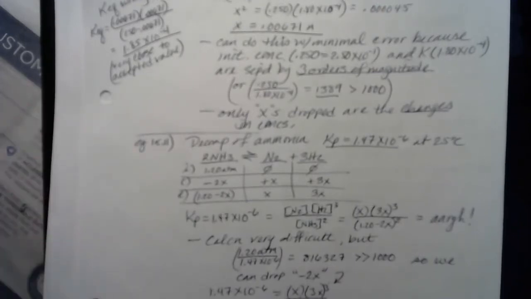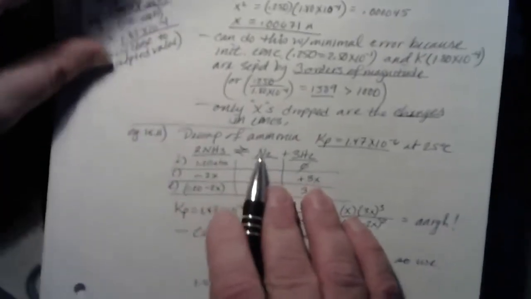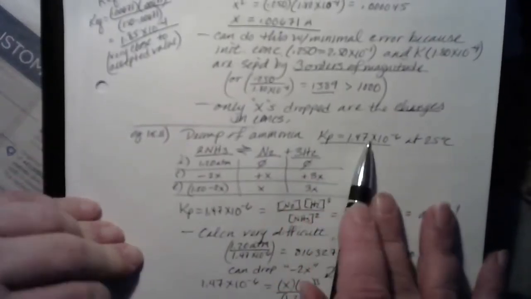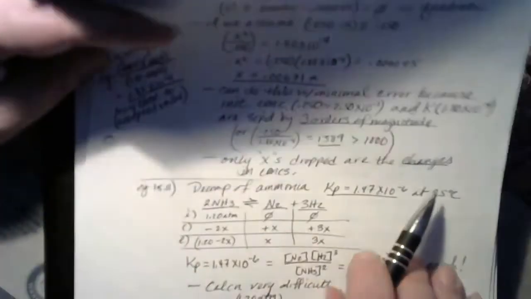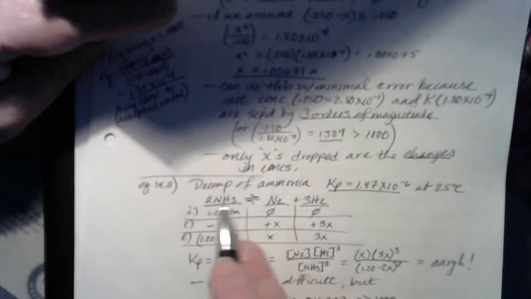For part two, we'll pick up where we left off, and we're about to do an example about the decomposition of ammonia. The equilibrium constant in terms of pressures here was 1.47 times 10 to the minus 6 at 25 degrees Celsius. The initial concentration of the ammonia is 1.20 atmospheres. We're using partial pressures here.